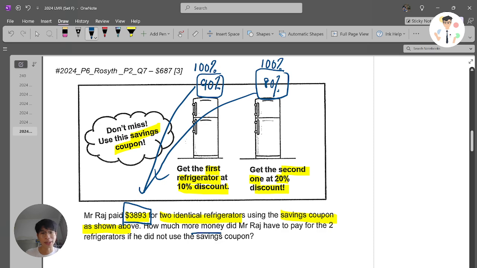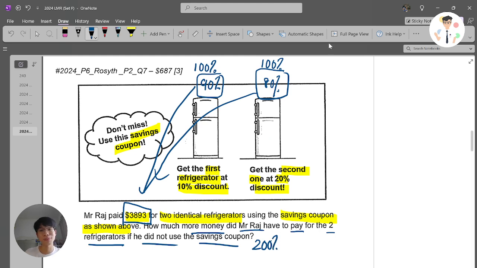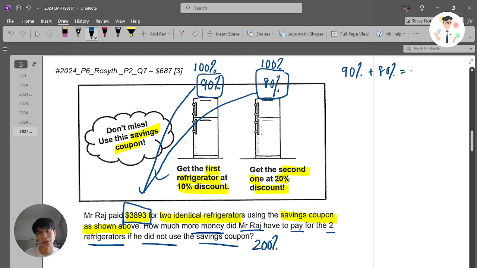Now, how much more money did Mr. Raj have to pay for the 2 refrigerators if he did not use the saving coupon? If he did not use the coupon, it means he needs to pay how many percent? 200%. Then this amount is actually 90 plus 80%. So let's add: 90% plus 80% is 170%. And that means that 170% is equal to 3893. That's the amount that he paid.